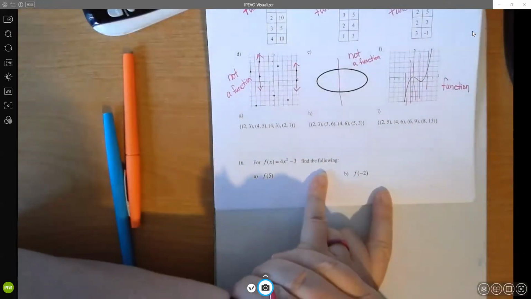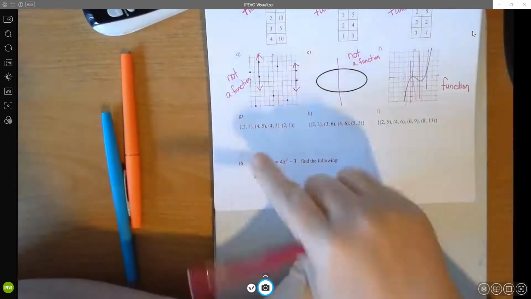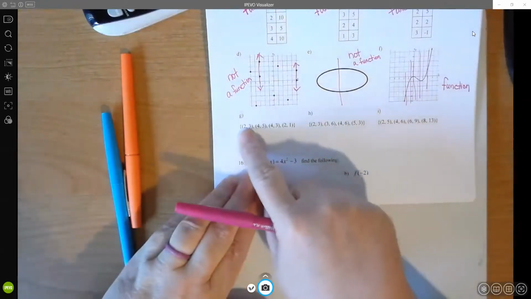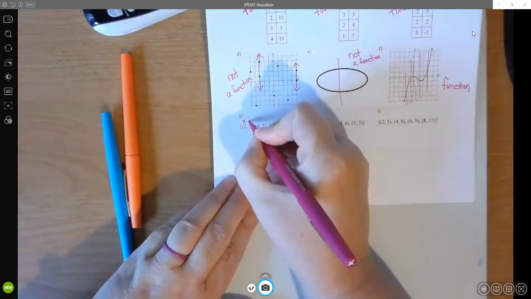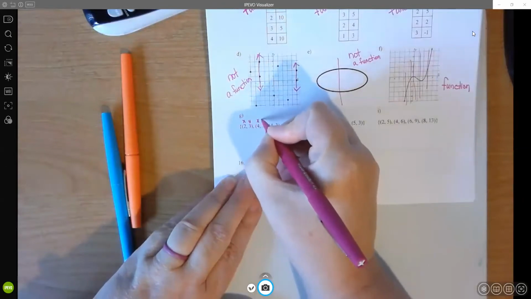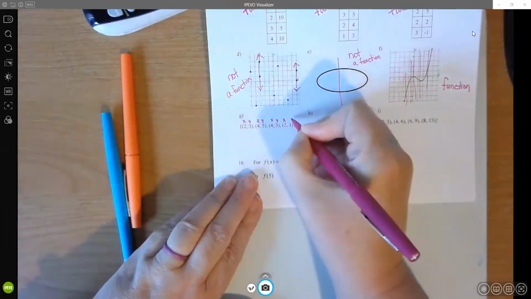Now let's look at G, H, and I, which are a list of ordered pairs. And they work just like a table, except they're not listed as a table, they're listed as ordered pairs. So remember, in this, the first number is your X, the second number is your Y. So that's an X, that's a Y, that's an X, that's a Y, that's an X, that's a Y.